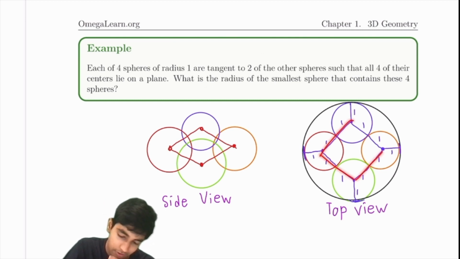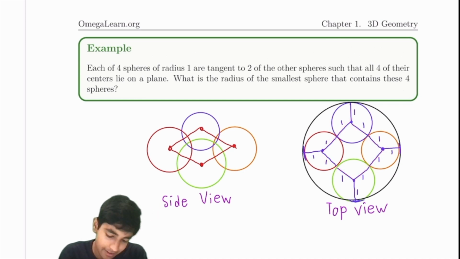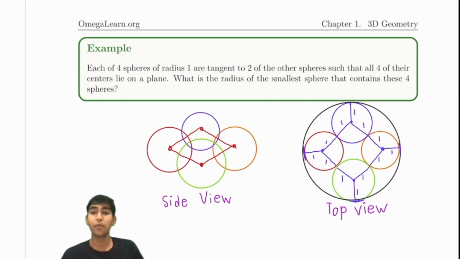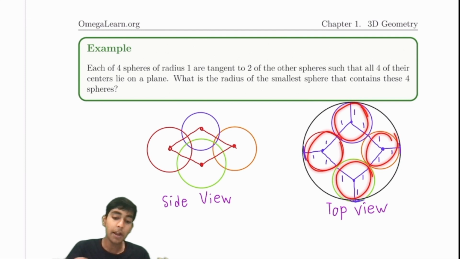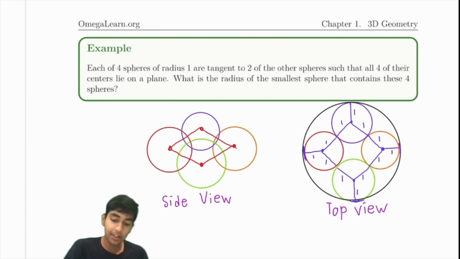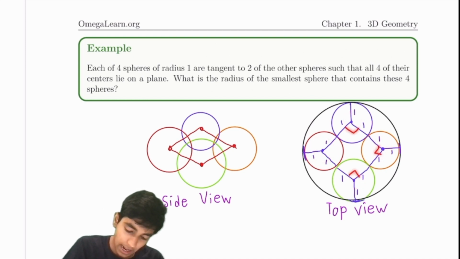2, 2, 2, 2. Wow, that's interesting, isn't it? That has all 4 sides equal. Cool. So it has to be a square, not just a rhombus, a square. Now the reason it has to be a square, not just a rhombus, is because over here, as you can see, it's a symmetric situation. All 4 of these spheres have the same radius, so it's symmetric about each of these sides. That means that each of these angles must be 90 degrees. So that makes it a square.